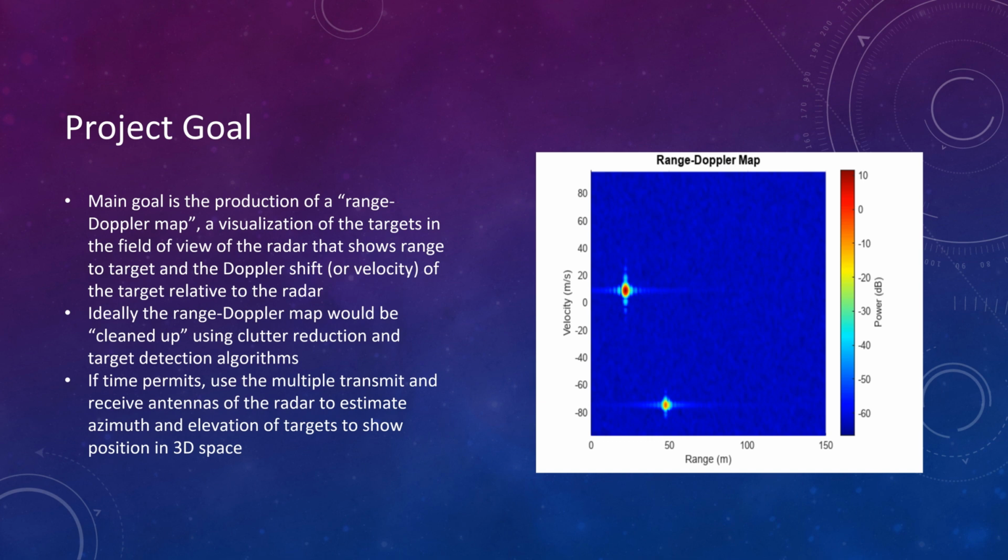If time permits, we'd also like to use multiple transmit and receive antennas on the radar to estimate the angle of arrival to the target and the elevation of the target to show its position in 3D space.